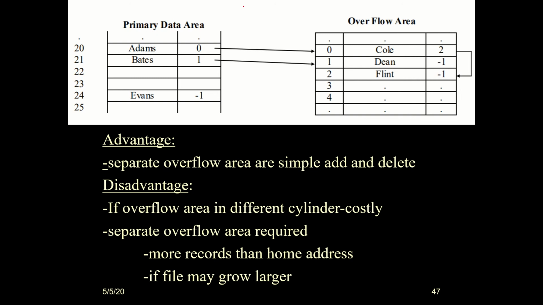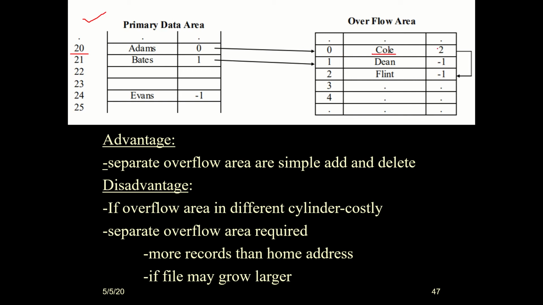Now this is the example. Here we can see 20 is my home address and Adam is allotted, and this is my prime area. The 0 means that if I have a synonym with the same home address 20, this location will be pointing to a location in my overflow area, telling that this is the synonym in my overflow area. So it means that Kohli is a synonym of 20. That is why this pointer is pointing to overflow area 0.